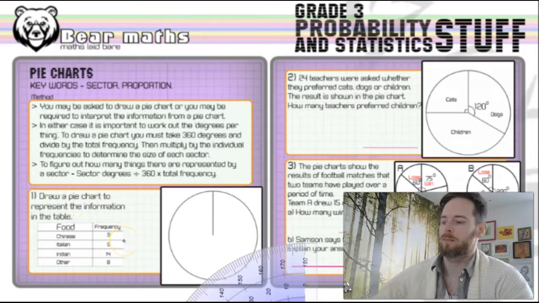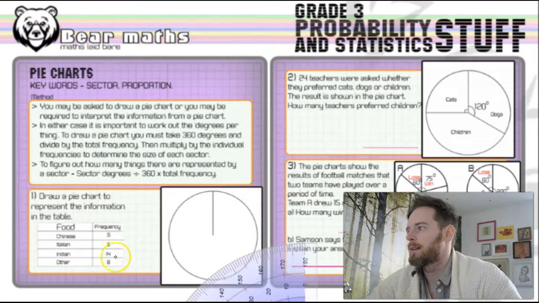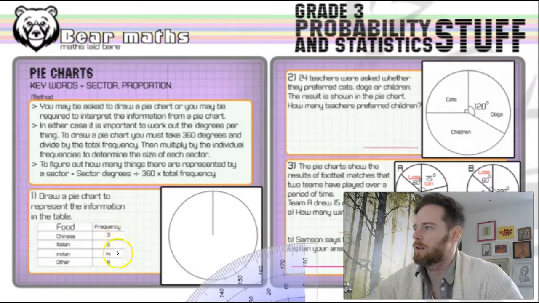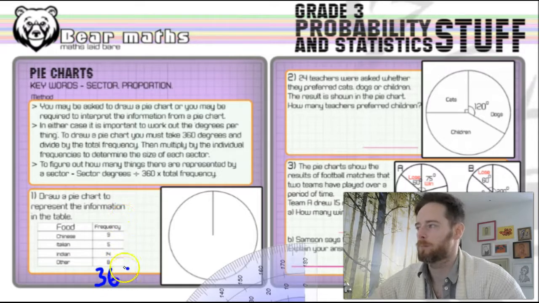So, first question, draw a pie chart to represent the information. Some information has been collected about some different types of food, and some numbers are next to those words. So Chinese, 9 people, Italian, 5 people, Indian, 14 people, other, 8 people. All of those numbers add up to 36, which is quite nice for a pie chart question.